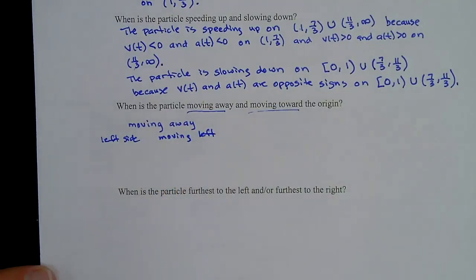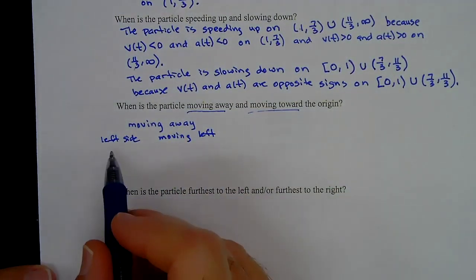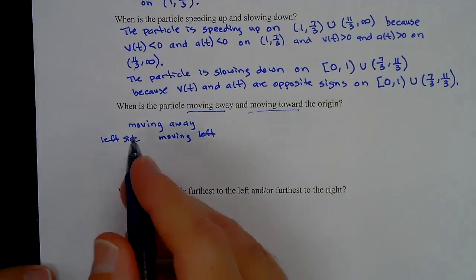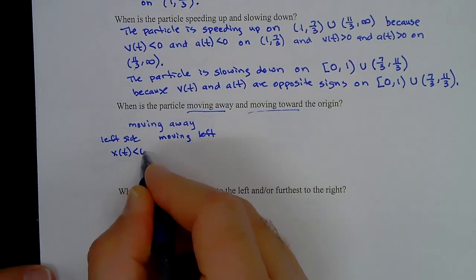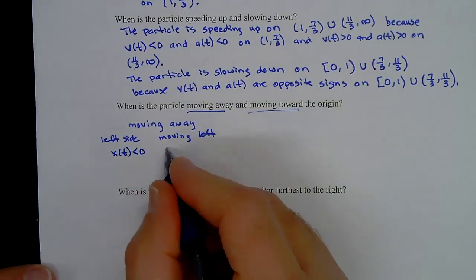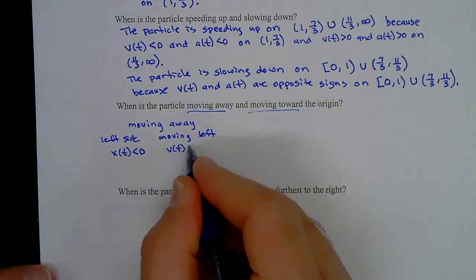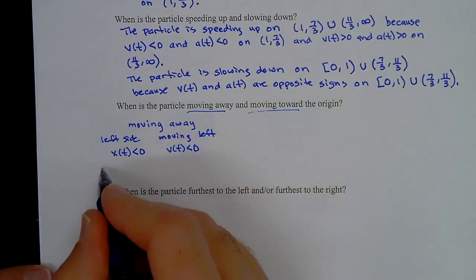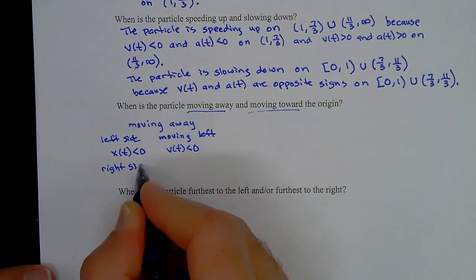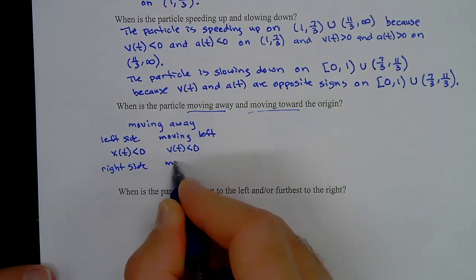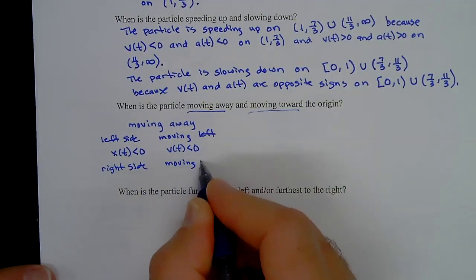You'd have to, if you're on the left side and you're moving left, you're moving away. And also if you're on the right side, moving right. Okay, so for the left side, your position x of t would have to be less than 0, and moving left, your v of t would also have to be less than 0. And then we could also do this by being on the right side and moving to the right.